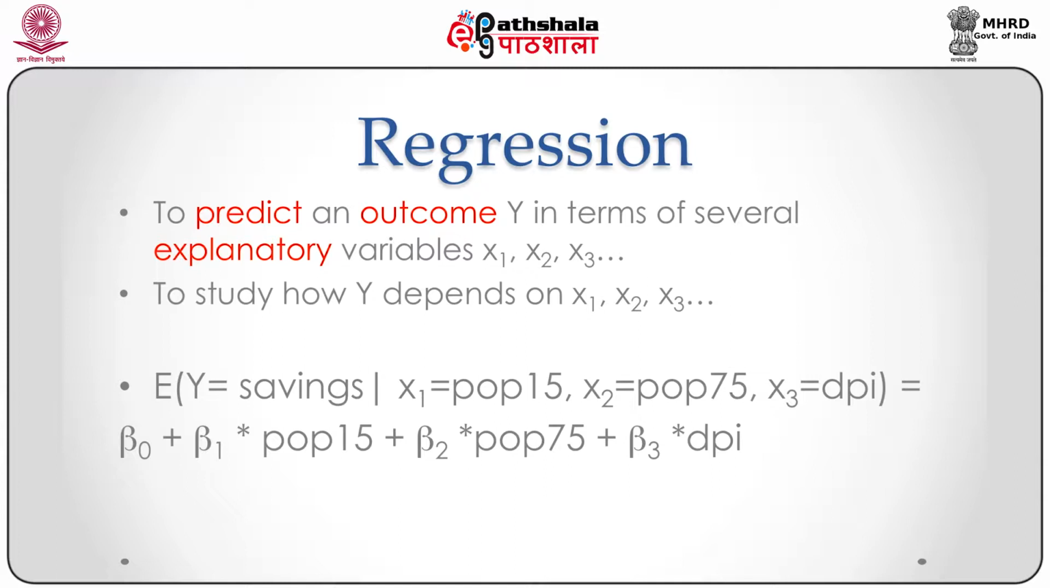Or we might want to consider the x's singly or maybe even jointly, and to see how y changes as a function of these x's. So this is the typical regression problem. Here is a typical regression equation using a model data set from R. So this is a regression equation which explains the savings rate of countries using some covariates, such as the percentage of the population which is below 15, the percentage of the population which is above 75, etc.